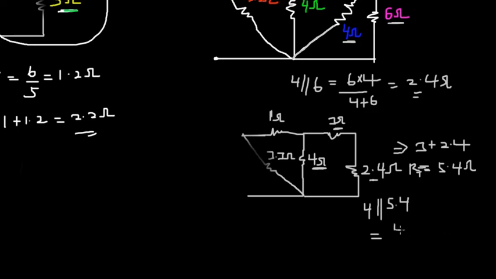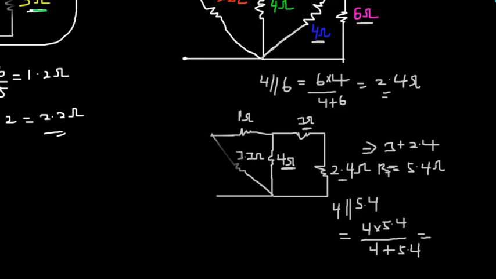So we have 4 multiplying 5.4, divided by 4 plus 5.4, and when you compute this, you end up with 2.298 ohm.